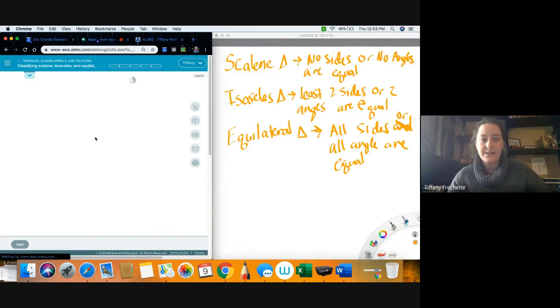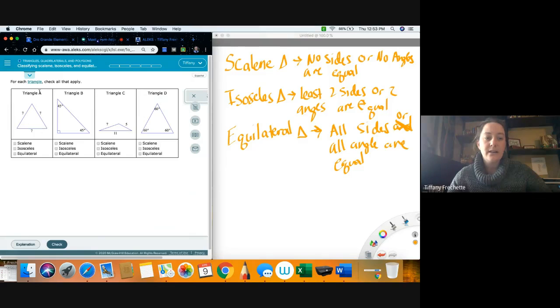All right, let's click start and do this one. Triangle A, I see 7, 7, and 7. This is the exact example they just gave us. If all the sides are equal, I know it's equilateral, and I'm going to immediately click isosceles, because the definition of isosceles is just at least two sides congruent. All right, this is another one, also the exact example they just gave us. We have two angles that are congruent, and remember, isosceles means at least two sides or two angles, so I know it's isosceles.